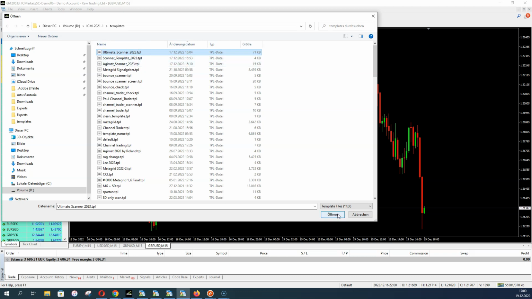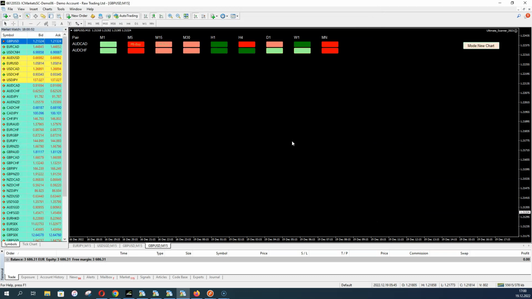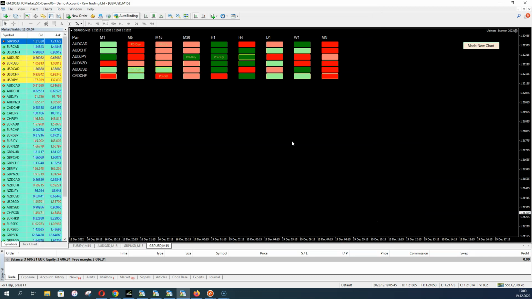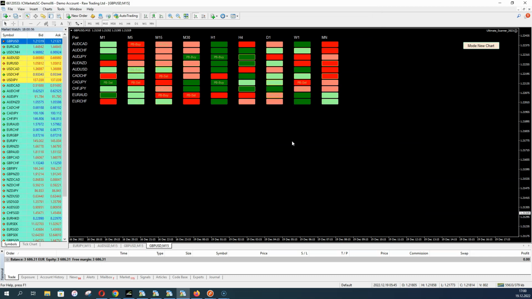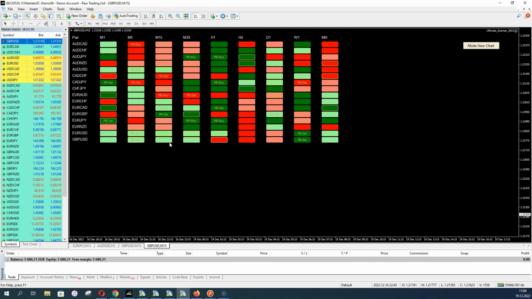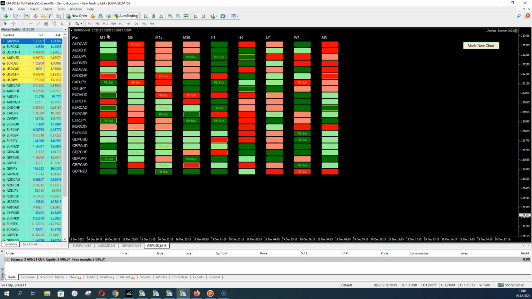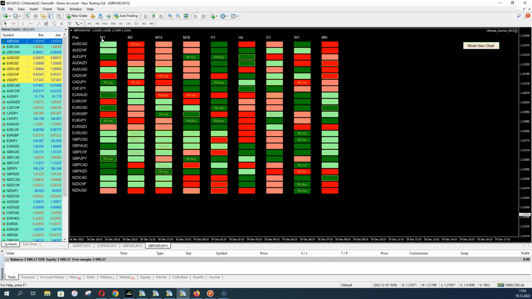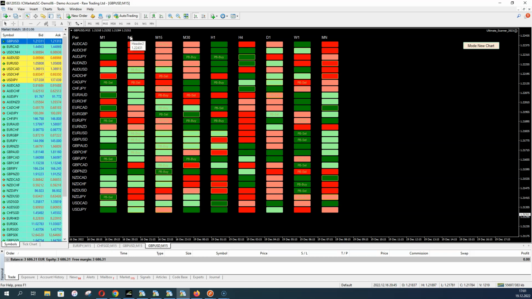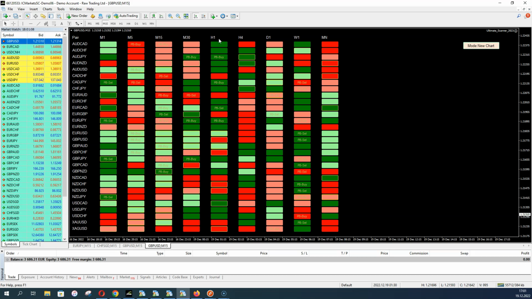Then we click simply on OK, and you can see the scanner starts working and loads all the information. It scans 9 different time frames, so all time frames from the MetaTrader platform. You can see this is the lowest time frame, the 1 minute time frame, then we have here the 5 minute time frame, and so on up to the monthly chart. And here you can see the 30 pairs. The scanner can scan up to 30 pairs in real time.